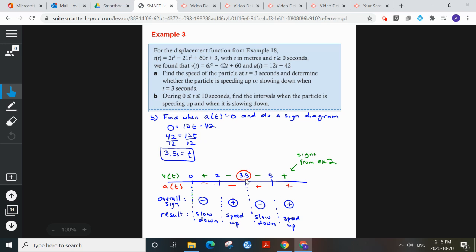If I pick a number between 2 and 3.5, say 3, 12 times 3 is 36. This is going to be negative again. If I pick a number between 3.5 and 5, like 4, 12 times 4 is 48, minus 42 will give me a positive. And if I pick a number bigger than 5, say 10, this is going to be way bigger and give me a positive result. Now I can analyze. When the signs are not matching, it's slowing down. When the signs are matching, it's speeding up. Here the signs are not matching, it's slowing down. And here the signs are matching, so my particle is speeding up. And that is it for kinematics. Thank you.